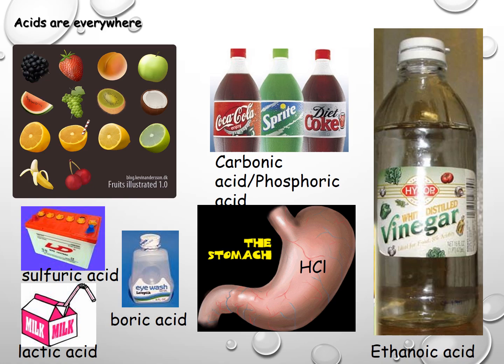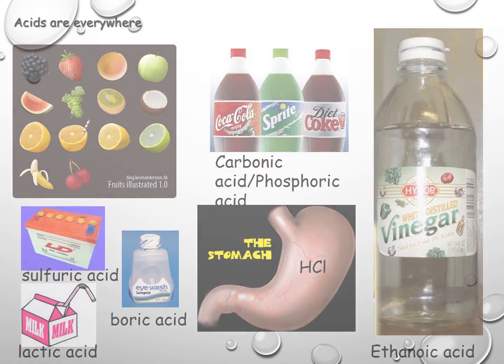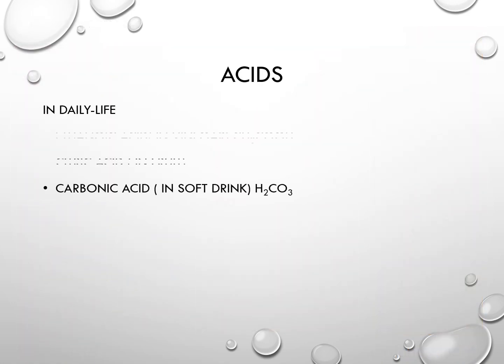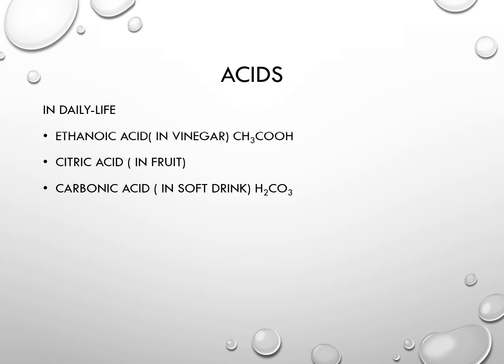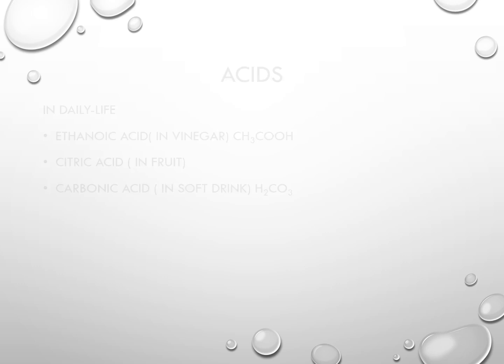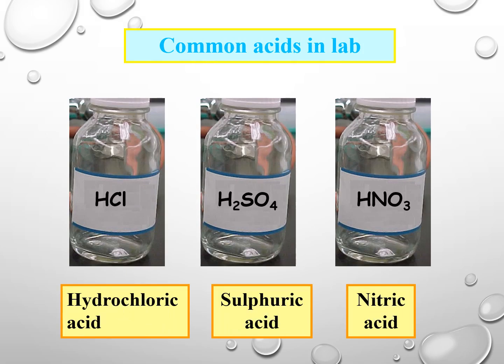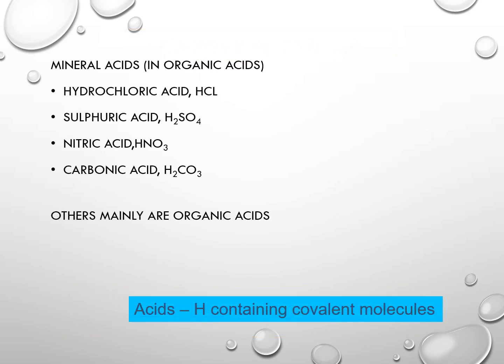Acids occur naturally in many substances. For example, citric acid is found in lemons and oranges. Ethanoic acid is found in vinegar. Carbonic acid is present in soft drinks, while lactic acid is produced in muscles during vigorous exercise. In the laboratory, the common acids are hydrochloric acid, sulfuric acid, and nitric acid.